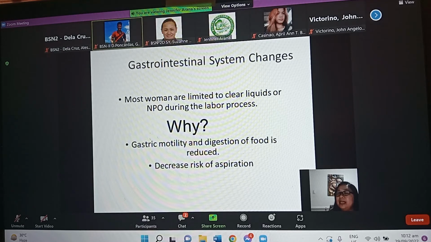Because gastric motility and digestion of food is reduced. So, i-clear liquids lang siya during labor and delivery or i-NPO, nothing by mouth yun, nothing per oral yun, para ma-reduce ang gastric motility and digestion of food. Para ma-decrease ang risk of aspiration.